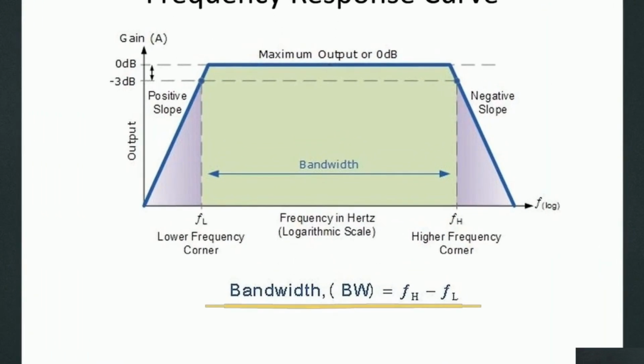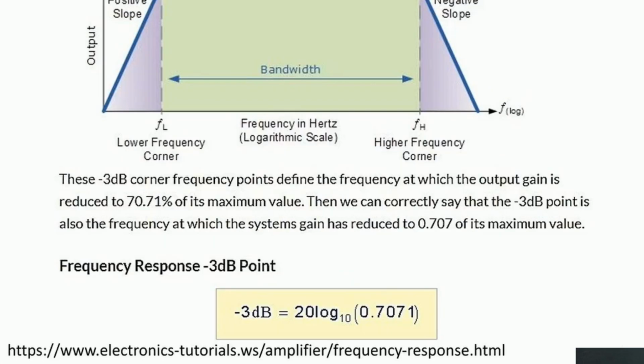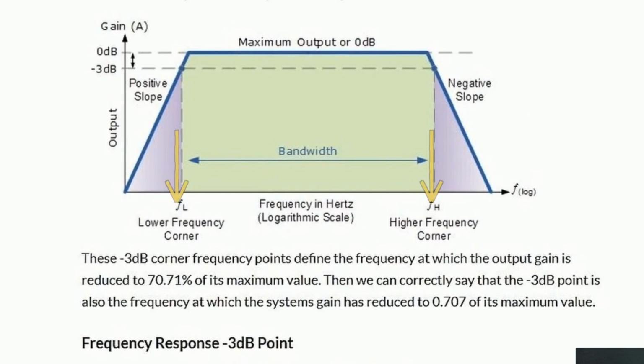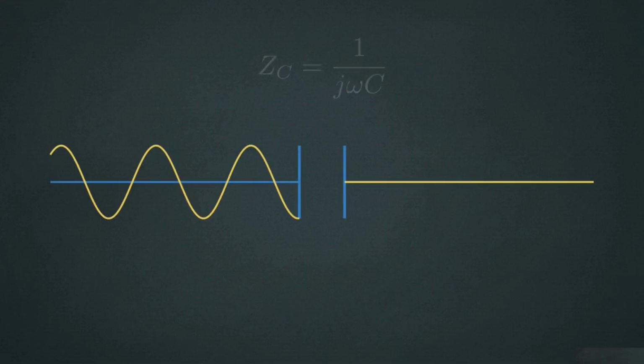System bandwidth is the difference between the high-frequency corner, FH, and the low-frequency corner, FL. Notice they sit exactly where voltage gain drops 3 decibels below its midband maximum. The decibel scale is logarithmic. Plugging a -3 decibel drop into the equation reveals a voltage ratio of 0.7071. This means the corner frequencies mark the exact point where the system's gain has reduced to roughly 70.7% of its peak power.